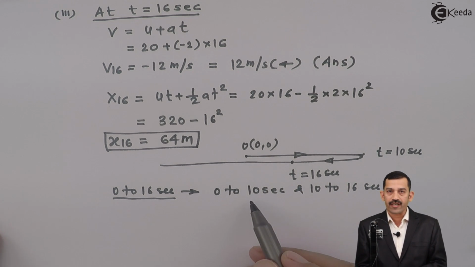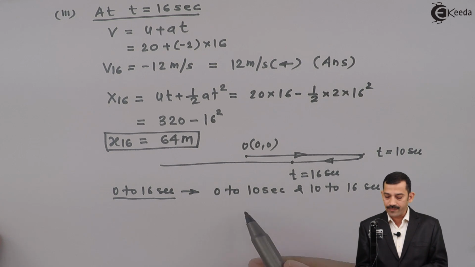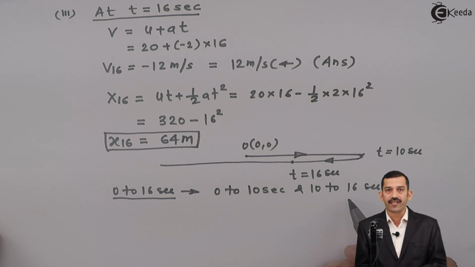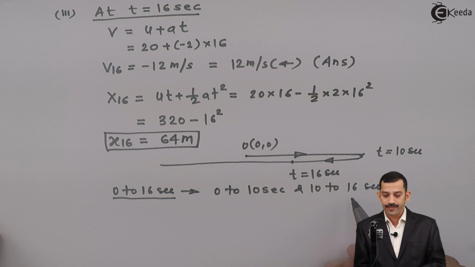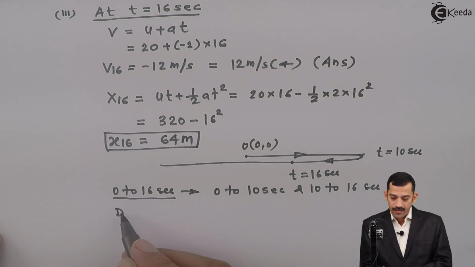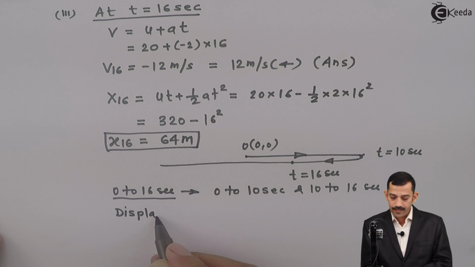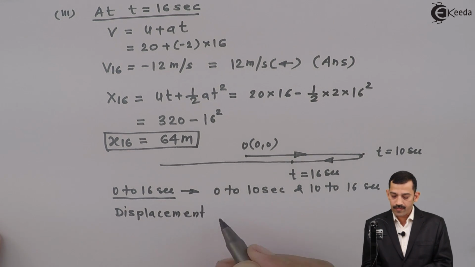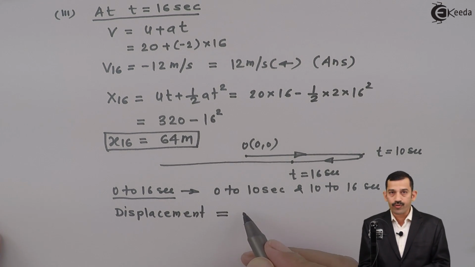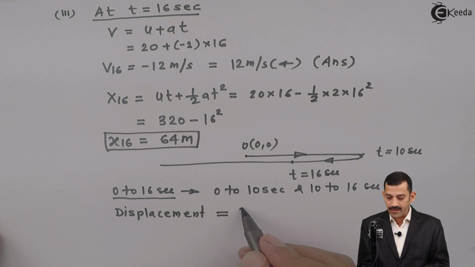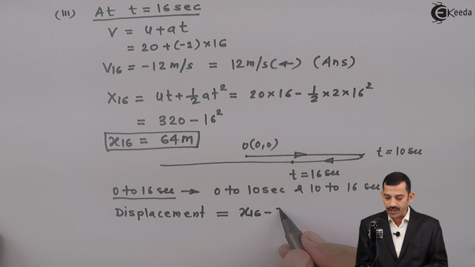You know the position at 10 seconds is 100 meters. You know the position at 16 seconds is 64 meters. That means displacement is equal to the final position at 16 seconds, we'll write x16, minus the initial position 0.